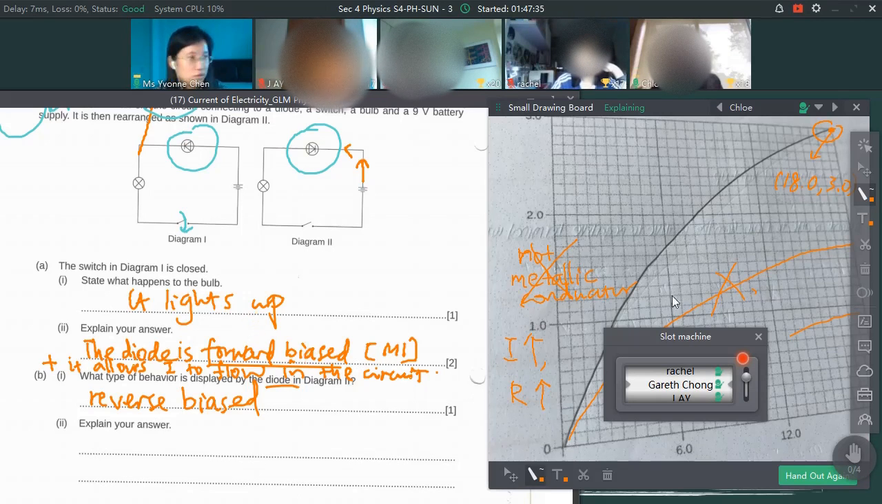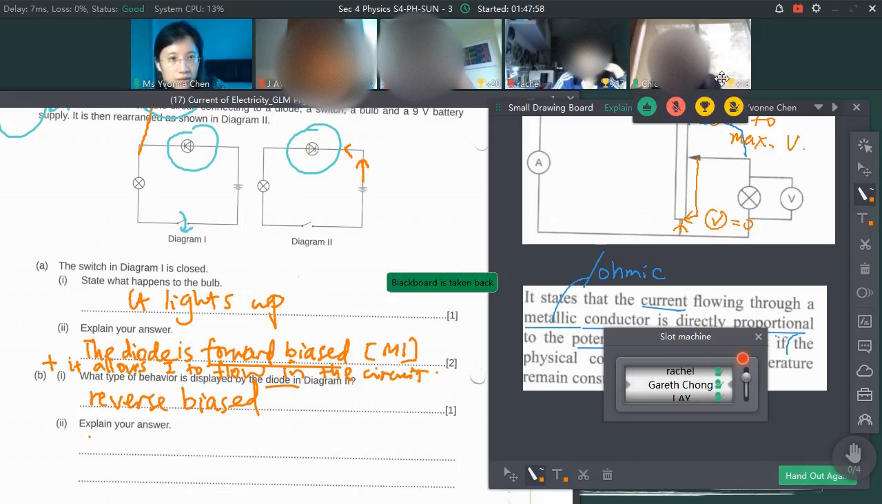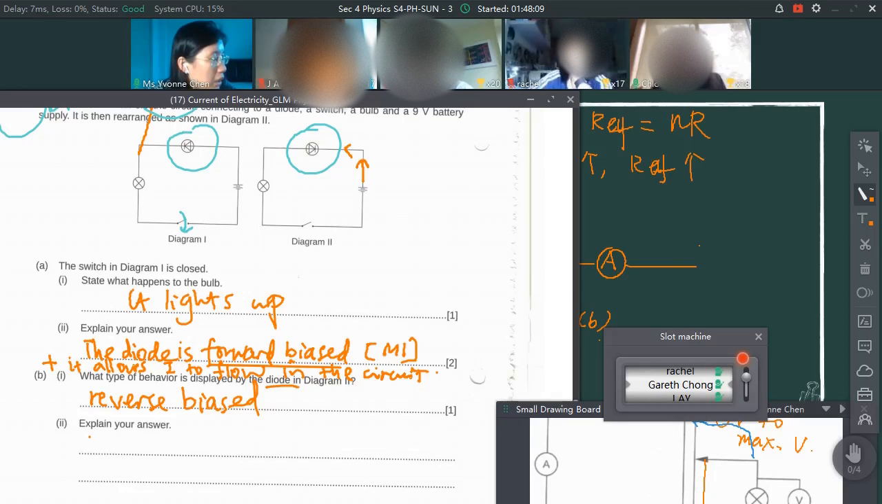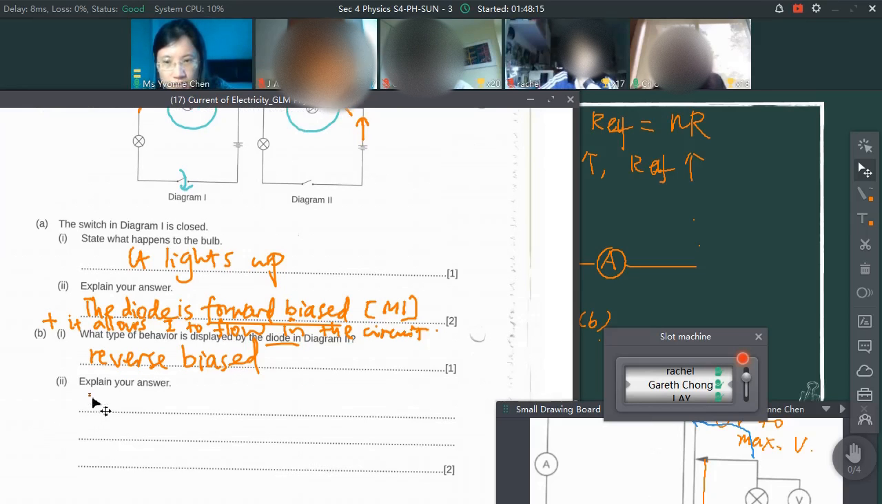Okay, so here is the explanation. I'm going to show you the answer. Sorry, I need to clear this drawing board first. Okay. Sorry, let me try again. Seems I cannot copy and paste my answer.